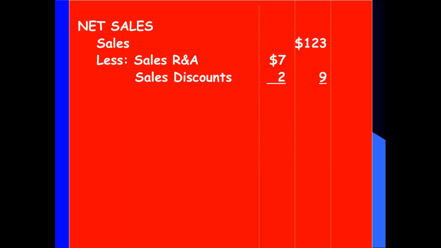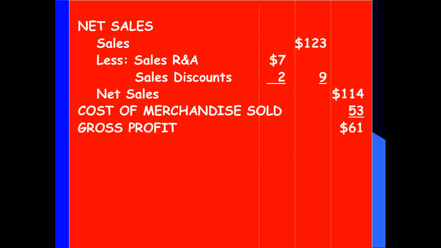Now, you might want to look at the columns here. Again, I've got the 123 in the middle column for the number. 7 plus 2, I need to subtract them. That's a total of 9. I'm going to take the 9 away from the 123. It says I have net sales of 114. From that, we need to subtract my cost of merchandise sold. That gives me a gross profit then of 61.